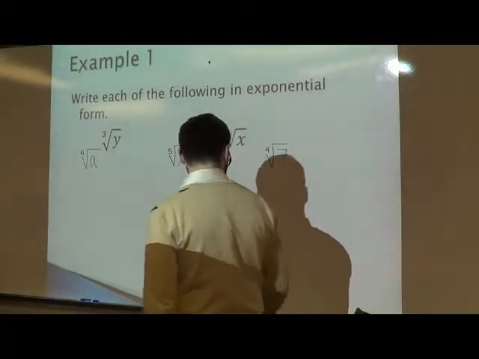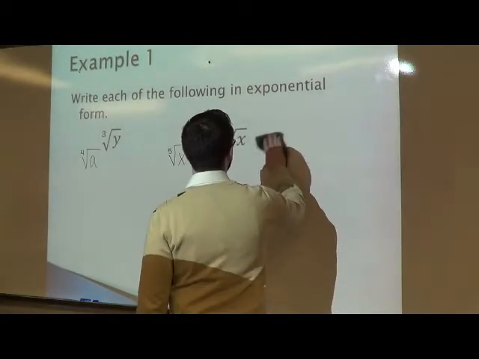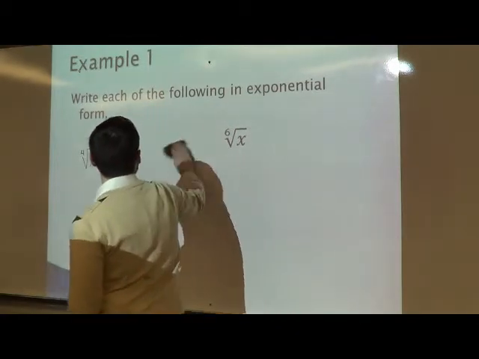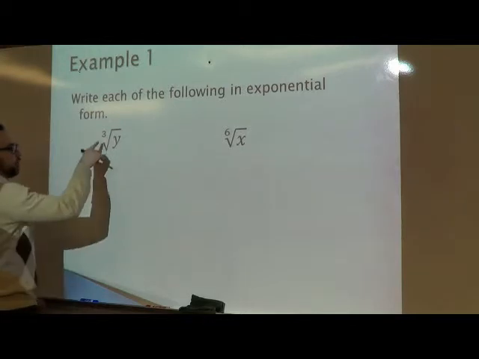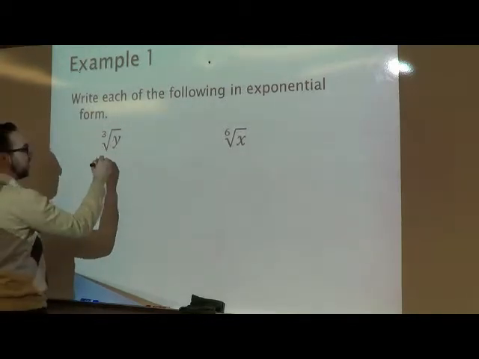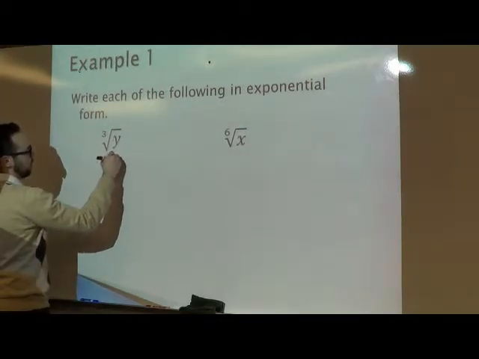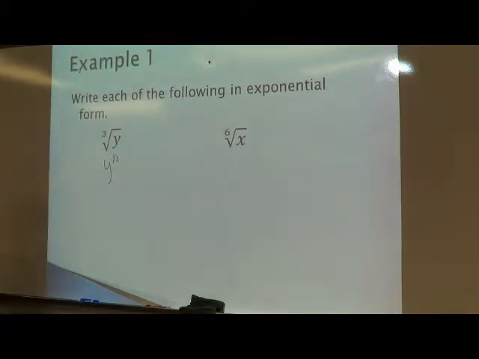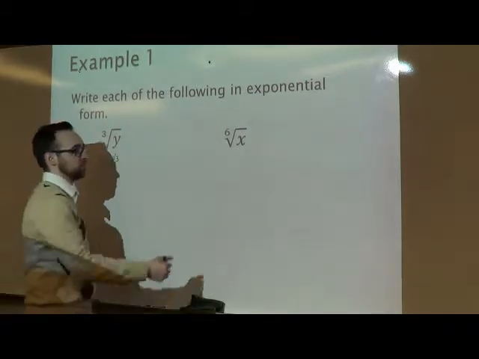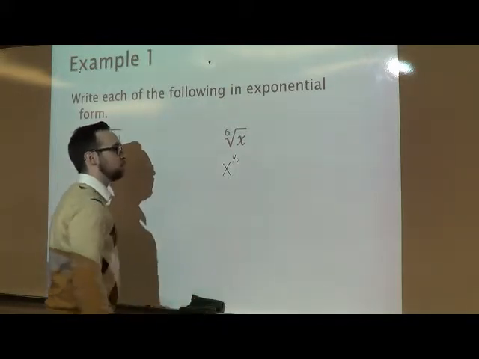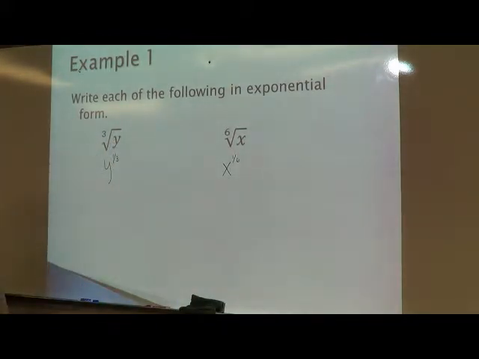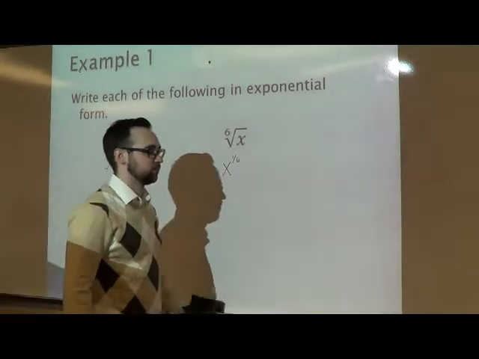So again, continuing on, they want us to write each of these in exponential form. So if we're going backwards, if I'm taking the cube root of something, that's just going to be y to the 1/3 power. Same thing with the 6th root of x. Whatever this is stays our base, and it's 1 over whatever that index is, whatever the root is.